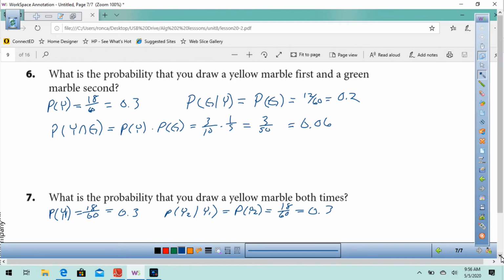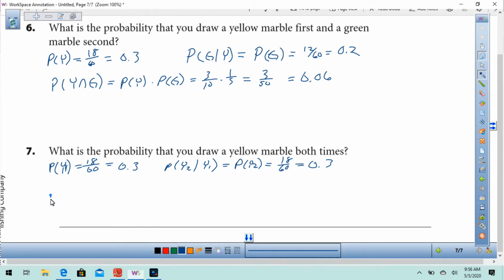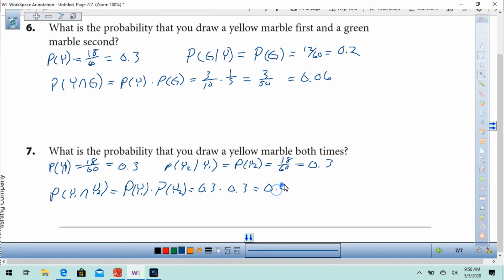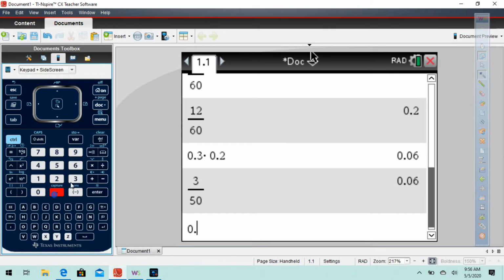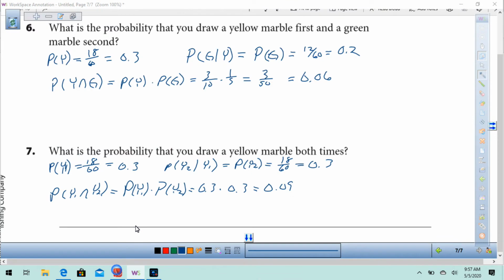What is the probability you draw a yellow both times? That's the probability of yellow 1 intersection yellow 2, the yellow the second time. So the probability of yellow 1 times the probability of yellow 2. 0.3 times 0.3, I think that's 0.09. All right, good.